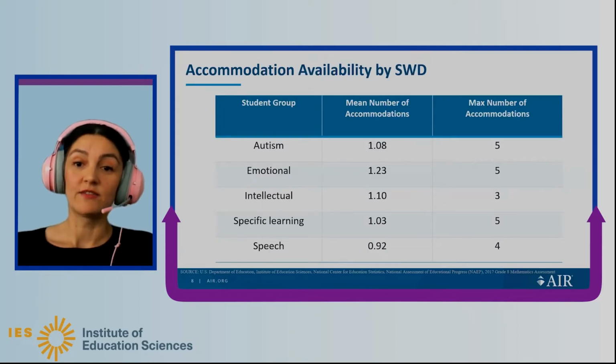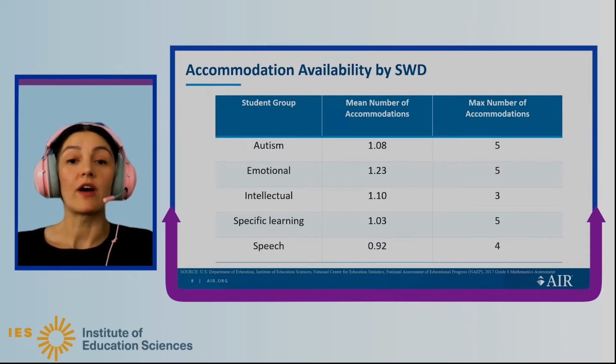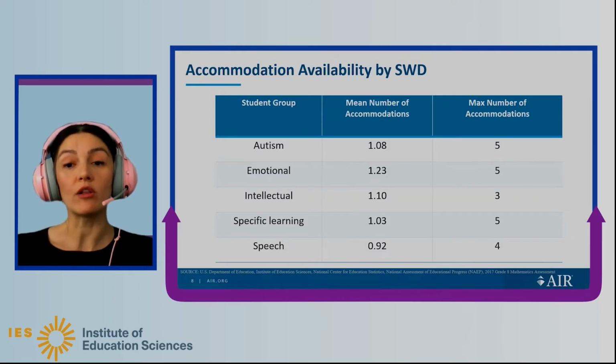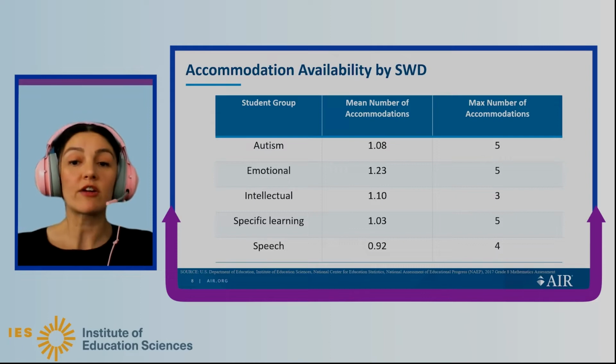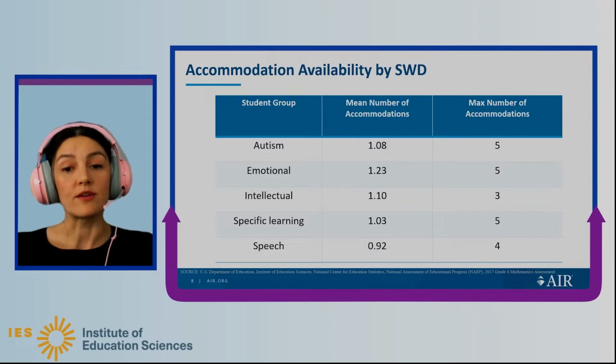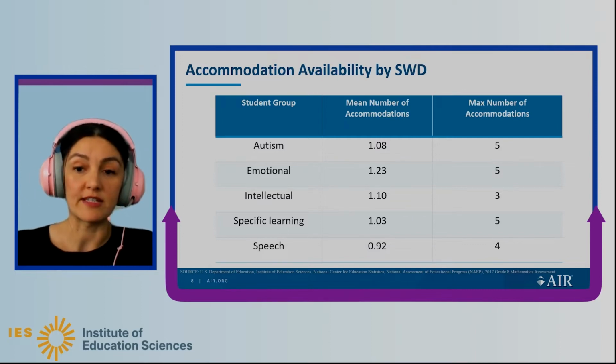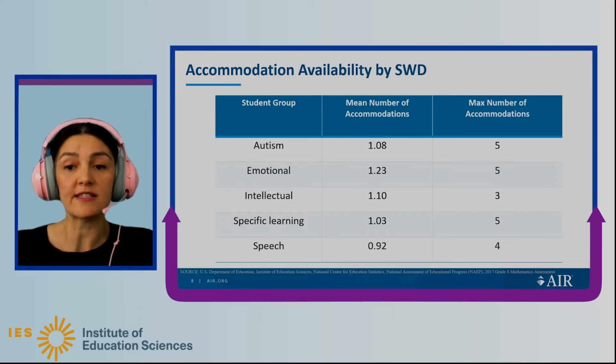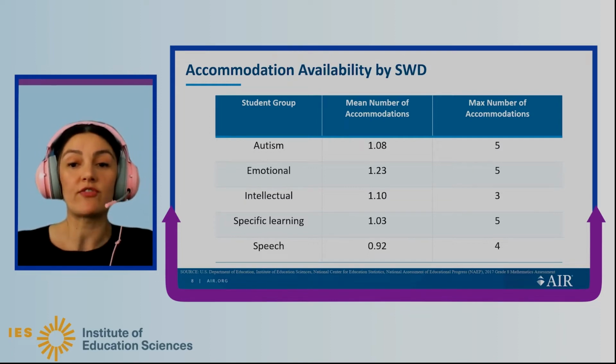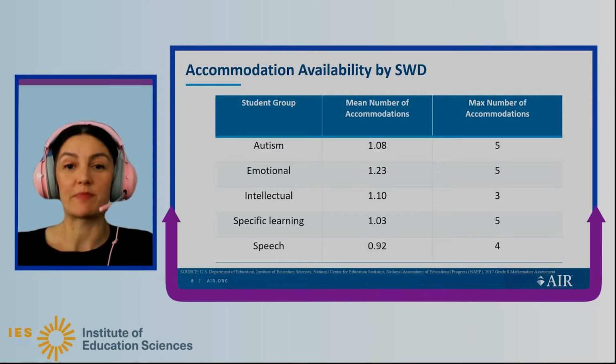In this analysis, we use data from one block of NAEP 2017 Grade 8 Mathematics Assessment. Overall, 35 different accommodations are available for NAEP assessments. In the current block level data, we have results for 15 of them. Also, there are more than 30 disability categories in NAEP. Due to the sample size and scope of this presentation, we will focus on 5 disability groups. These are autism, emotional, intellectual, specific learning, and speech disability groups.